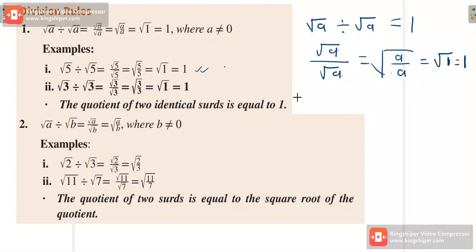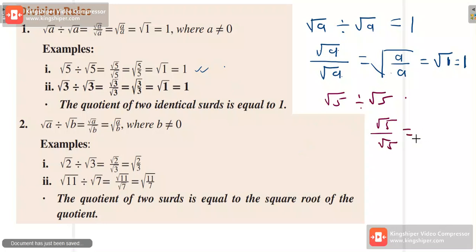So we can take an example to be root of 5 divided by root of 5, which can be written as root of 5 over root of 5. And this can be written as root of 5 over 5. And that is the same as root of 1. And root of 1 is 1. So that is the answer. So the rule is that the quotient of two identical radicals is equal to 1. Now let's take the next one.